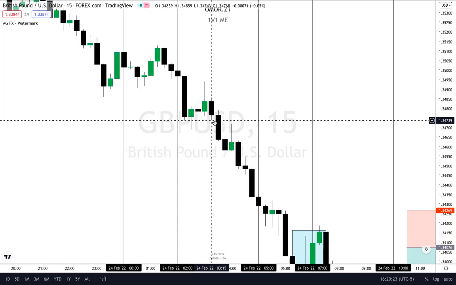Inside an imbalance, there is the whole fib, the whole logic of a fib. The entire 50% is fair value. Below that is discount. Above that is premium. If you're trying to short, are you trying to short in the premium of the imbalance or the discount of an imbalance? What are you trying to do? You're trying to short in the premium. Exactly.